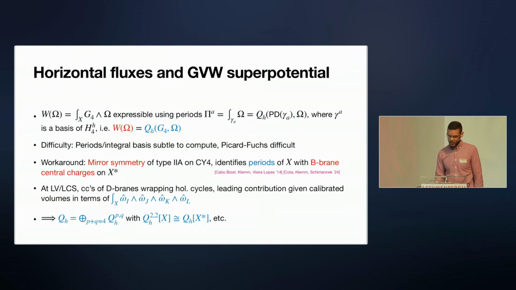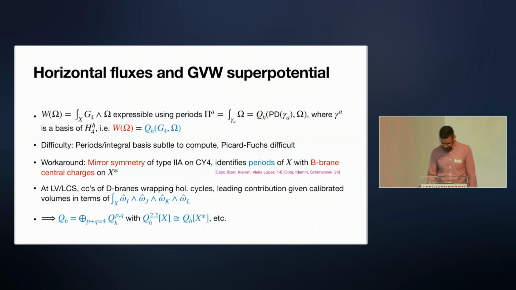I talk about today, and that's to use mirror symmetry of type IIA compactifying on a Calabi-Yau fourfold, which identifies the periods of X with B-brane central charges. And if you do this at the large volume or large complex structure limit, you can just view them as the central charges of D-branes wrapping holomorphic cycles. And this leads to an expression for these central charges, at least at leading order, in terms of the calibrated volumes of various cycles inside of the Calabi-Yau.